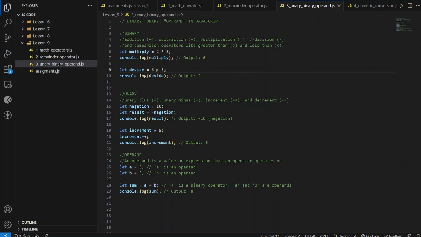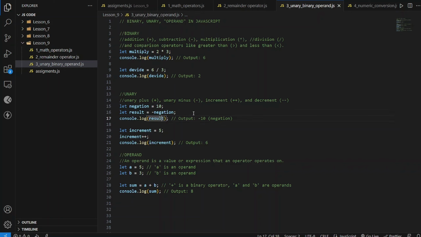Moving on to unary operations, consider the let negation example, where we set the value to 10. In the next line, we use the expression minus negative. This expression refers to 10 with the negation, so we are essentially saying minus 10. The result will be the negation of 10. Unary operations involve one operand and one operator. In this case, the operand is 10 and the operator is the minus sign.